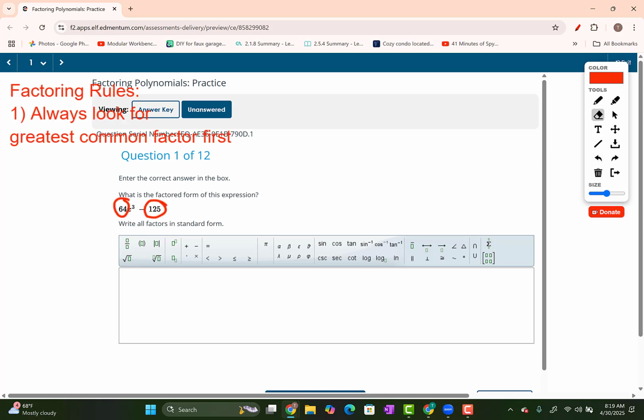So from there, what we want to notice is there are two terms. Typically when there's two terms and there's no greatest common factor, we can factor this using either difference of two squares rules or difference of two cubes rules. It's pretty clear this isn't going to be difference of squares because of the x to the third. 64 is a perfect square, that is true, but it's also a perfect cube. So we're going to use the perfect cube rules.